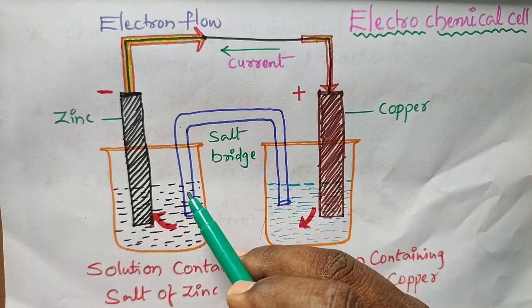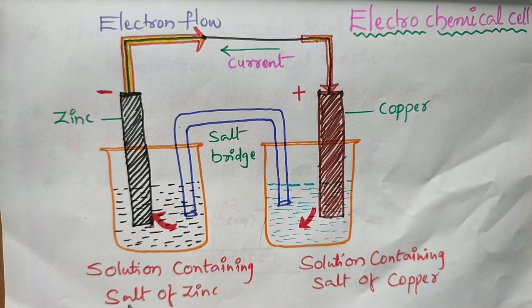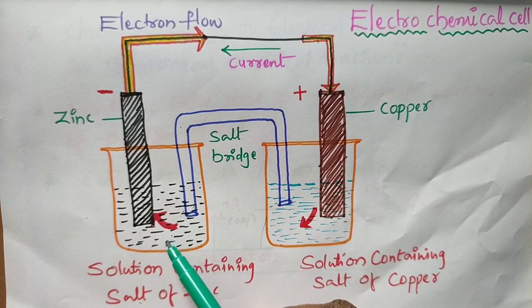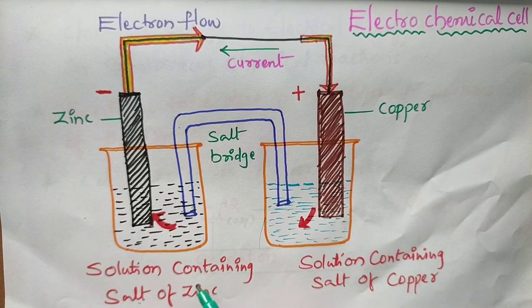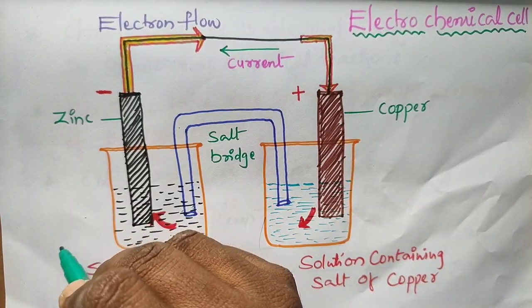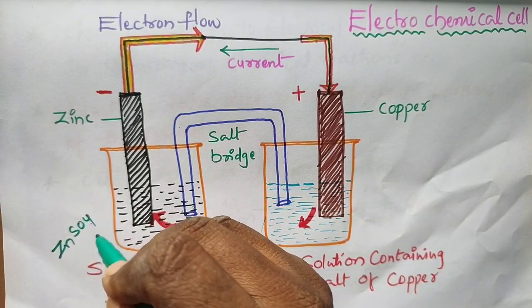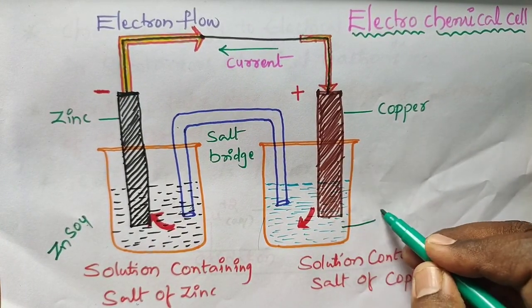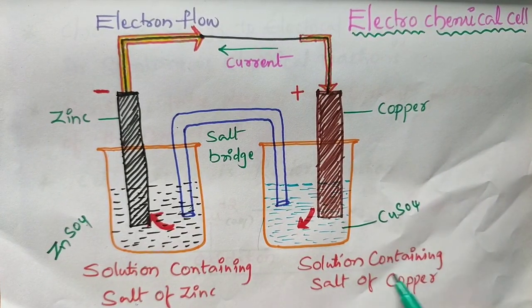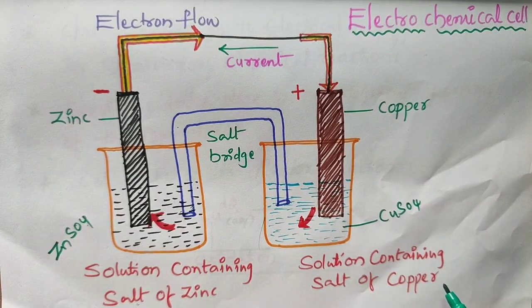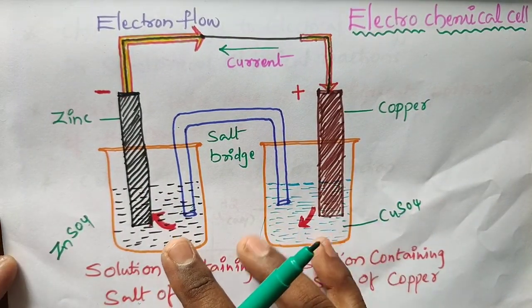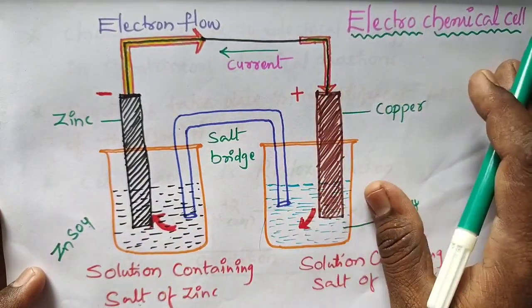Okay, you observe in this. This is an electrode and a solution containing a salt of zinc, so this solution is the electrolyte. You take the salt of zinc as zinc sulfate, ZnSO4, and this is CuSO4, copper sulfate, a solution containing a salt of copper. Okay, and this is the cell structure, the electrochemical cell.